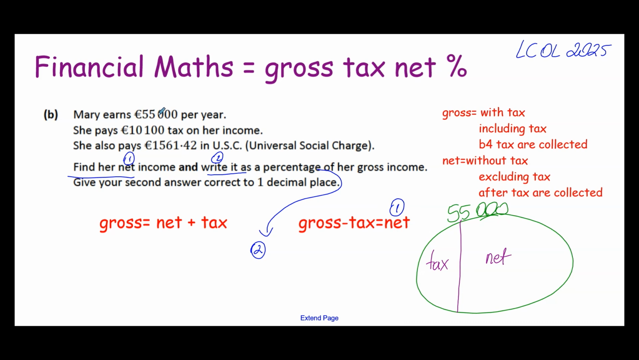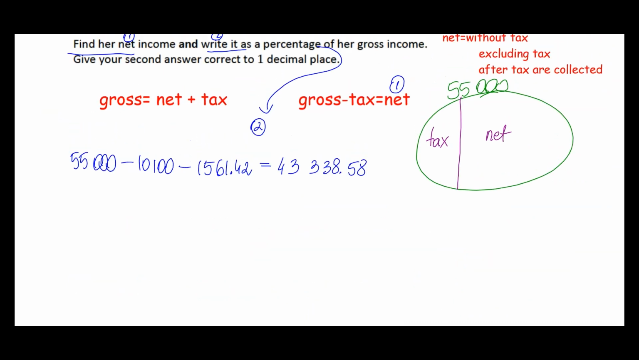So from her gross, which is 55,000, we take away tax. One tax is 10,100, and then the other tax is 1,561.42. So we take away both of those from 55,000, we put it in the calculator, we press equal, and we get 43,338 and 58 cents.